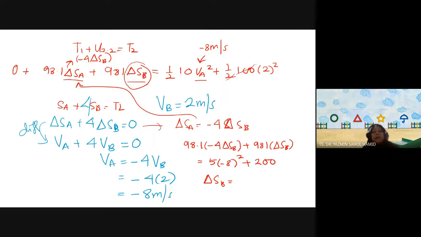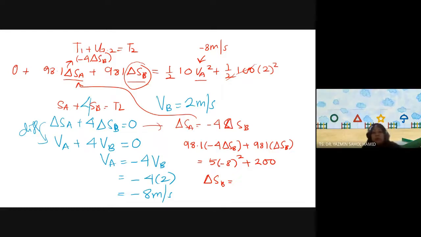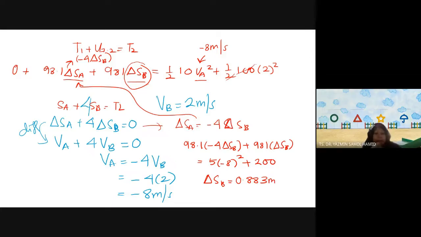Tolong dapatkan apa tu delta SB. 0.883. Betul. 0.883, okey, unit dia meter lah. You dapat positif ke negatif? Positif kan? Ya, positif. Positif maksudnya ke bawah lah. Okay, alright. Itu adalah satu example yang ada.